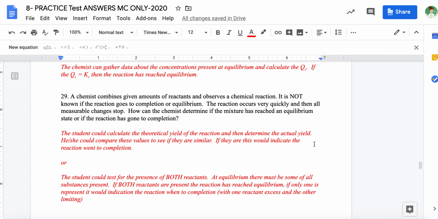So this one definitely causes you to think about all the different situations that could come up. If you're given a question like this, try to think about what's different between completion versus equilibrium. Equilibrium, you have to have some amount of everything. In completion, you would have only products and maybe an excess of some kind of reactant.